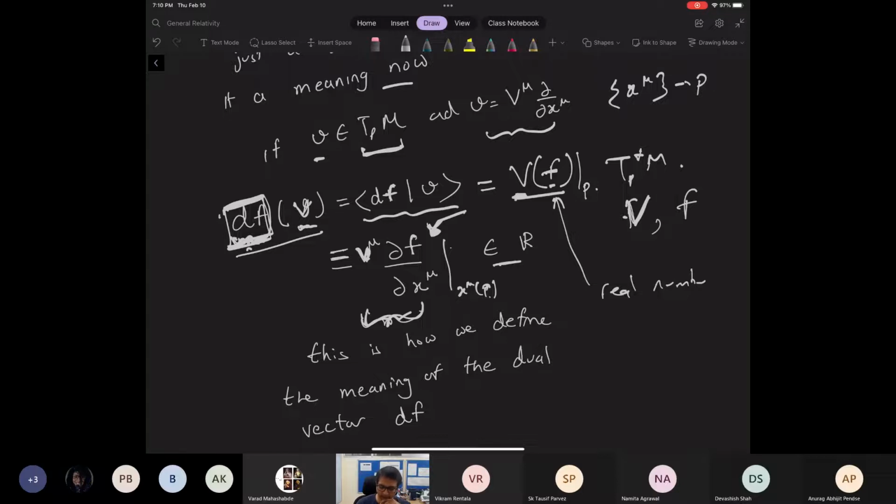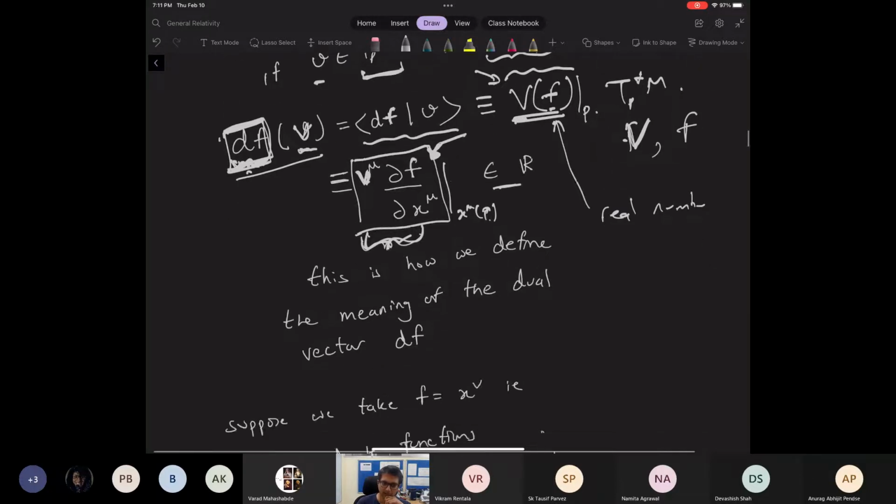The other thing is, if you write it as v of f, you can see that it's clearly coordinate independent. Although in particular coordinates you can write it in components, this definition makes it clear that this is a coordinate independent definition of what the dual vector is.